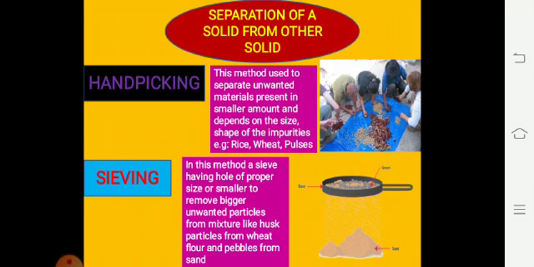Next is sieving. Generally, we are all very familiar with sieving. In this method, a sieve having holes of proper size is used to remove bigger unwanted particles from the mixture, like husk particles from wheat flour and pebbles from sand. We generally use sieving to take out impurities. We can use sieving on a construction site as well as in the kitchen, as you can see in the given picture.